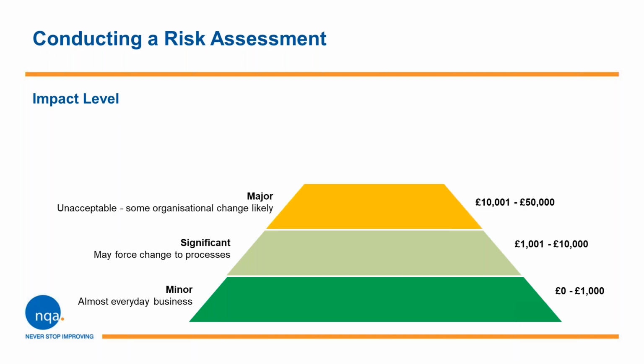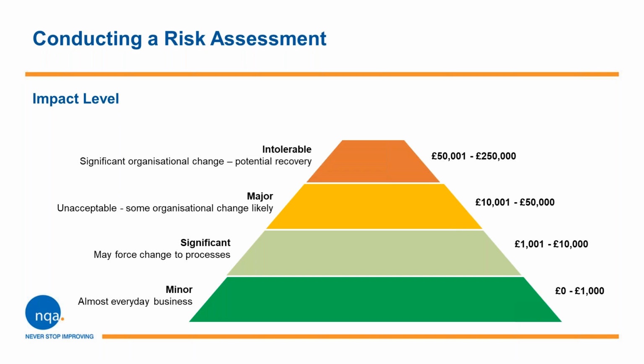Then a major impact. This is unacceptable. This is where we've got to treat it or do some organisational change likely. Again, you can see the cost going up now to above £10,000 to £50,000. And then we move up slightly more to intolerable. So significant organisational change, potential recovery. You might have an outage, you might have to recover after this impact, and the cost goes up to £250,000.